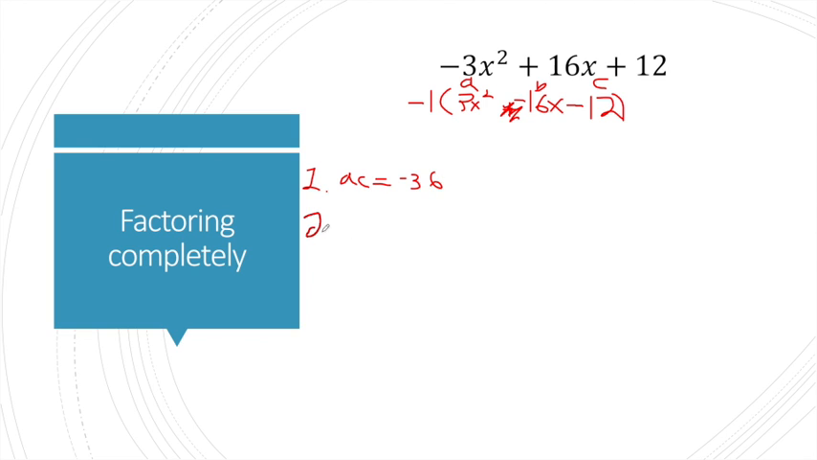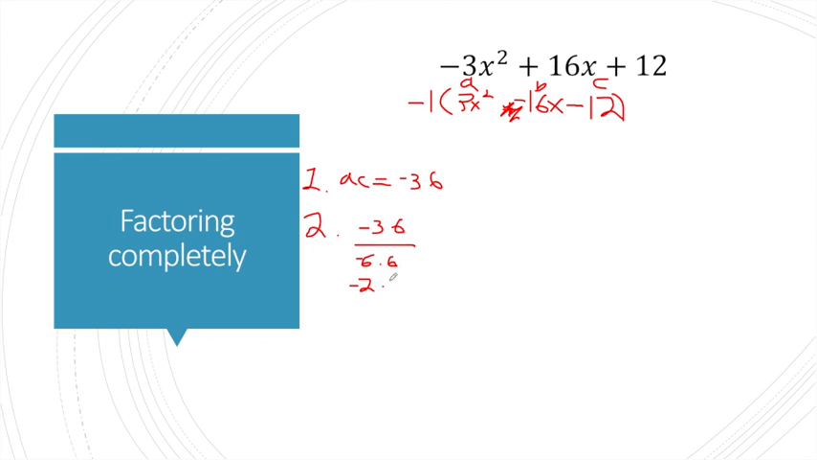And I need to find the factors of 36 that add up to negative 16. So we need to go ahead and look at some factors. I know that negative 36 is going to be negative 6 times 6. Well, negative 6 plus 6 equals 0. Not quite. I see it's an even number, right? So I could divide it by 2.